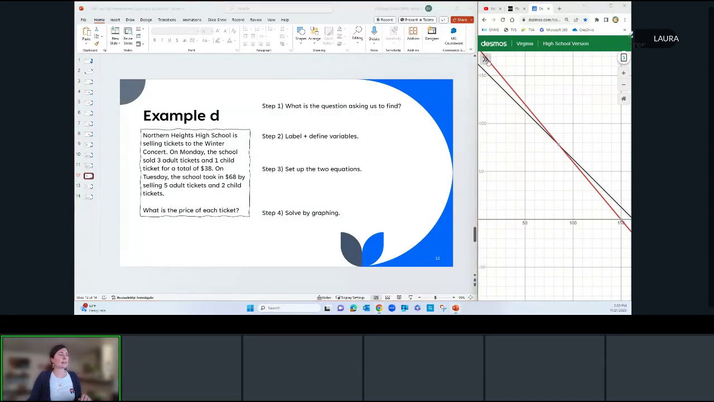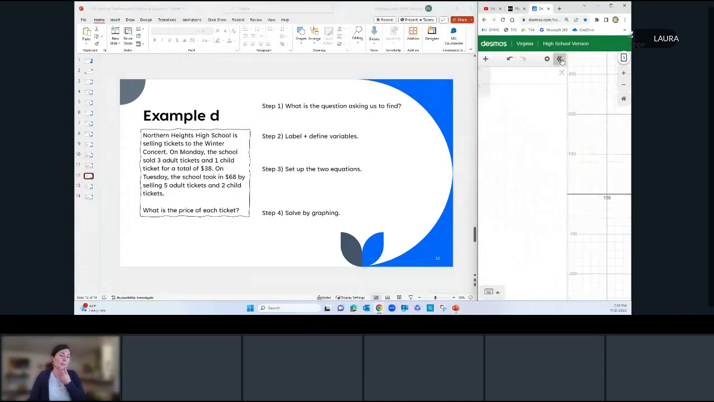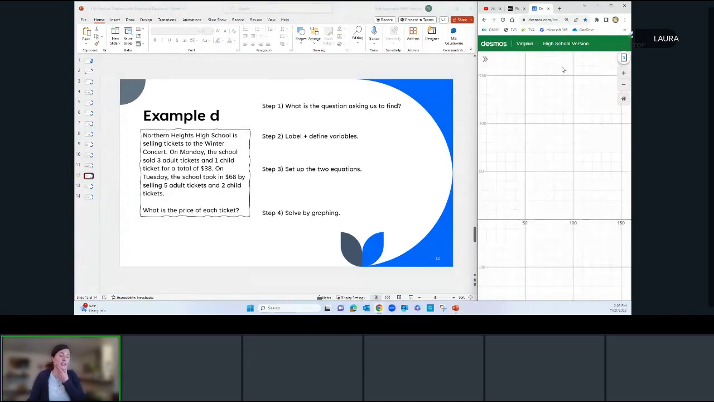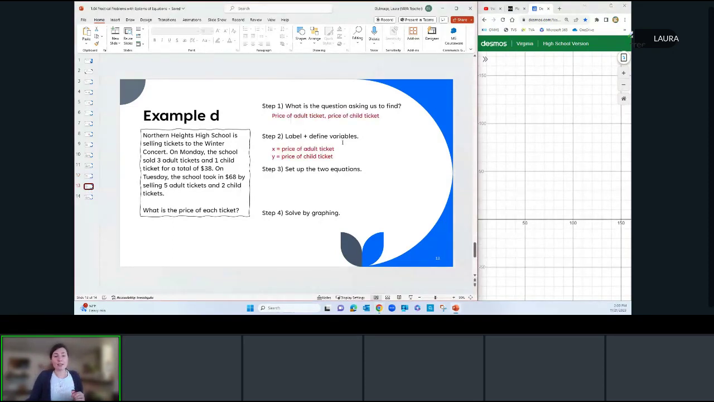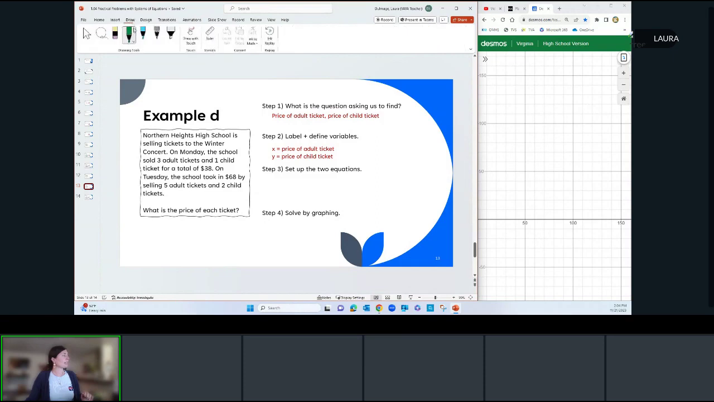This question is asking us to find the price of each ticket. So price of adult ticket, price of child ticket. Boom. Those are our 2 variables. So X is going to equal the price of the adult ticket. Y is the price of the child ticket. Let's take a look. We kind of have 2 scenarios again here.